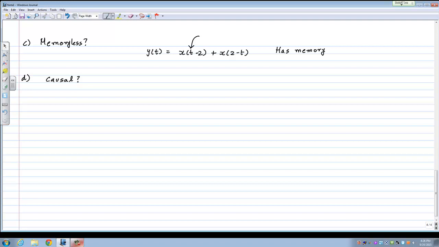That's not the case, because if you look at negative values of t, think about t being negative 1, then y of negative 1 depends on x through x of negative 3 plus x of 3, right? Now, if I only had this, then I could conclude the system is causal, but I have x of 3 as well, and x of 3 is a future value for y of negative 1. So it's not causal.